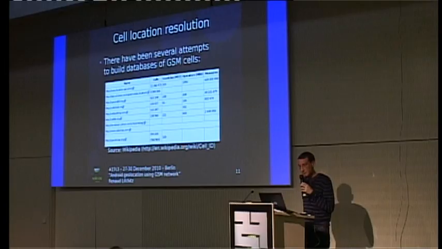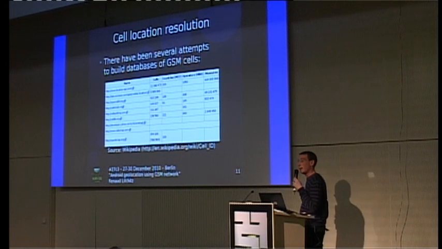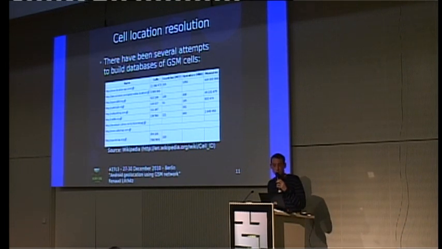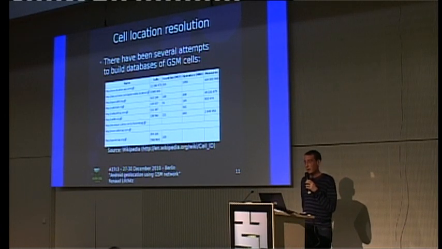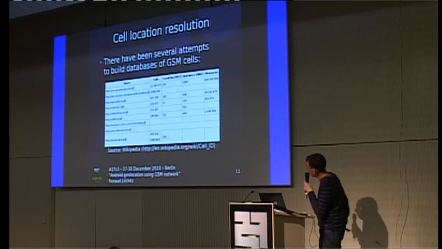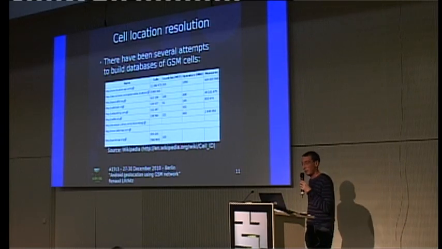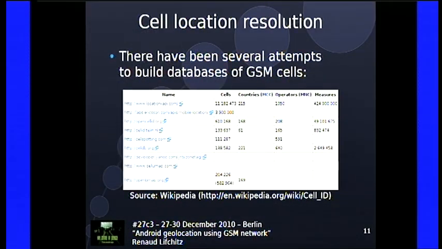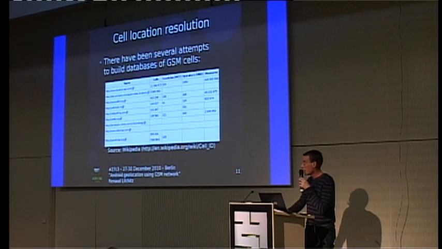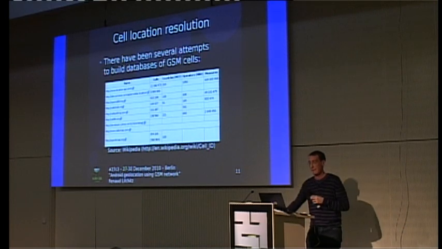So there have been attempts to build a database of all cells in many countries, in many operator networks, right? So you have, for example, location.api.com, which has nearly 11 million cells in the database in more than 200 countries. You can find all those databases in Wikipedia, right? So this is a first try to geolocate yourself using only cell IDs.